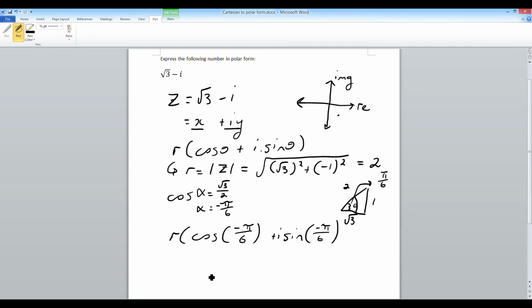I can simplify this, my r is going to be 2. So I can simplify this to cis form, so 2 cis of negative pi over 6. Of course, we can also notice that cosine of negative pi over 6 will become cosine pi over 6, which is positive, minus i sine pi over 6, because I'm moving in the negative direction for my sine. Here is my complex number written from Cartesian form into polar form.